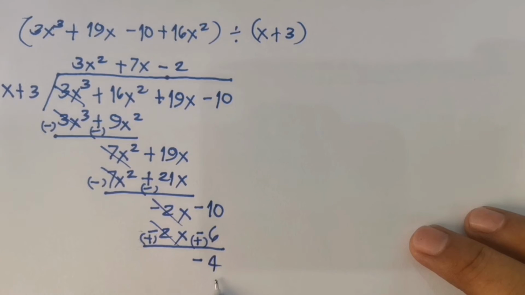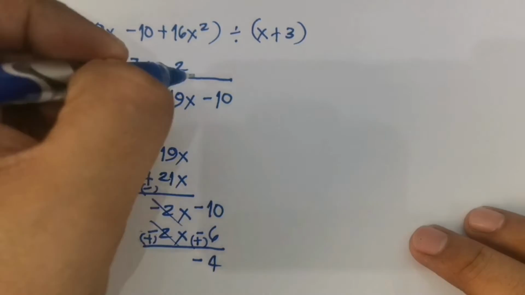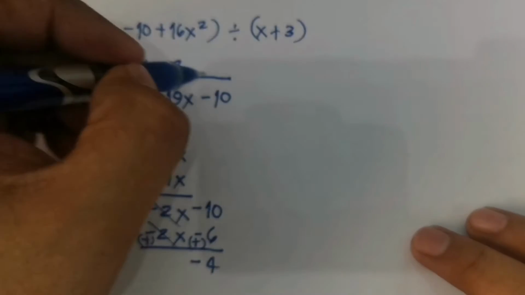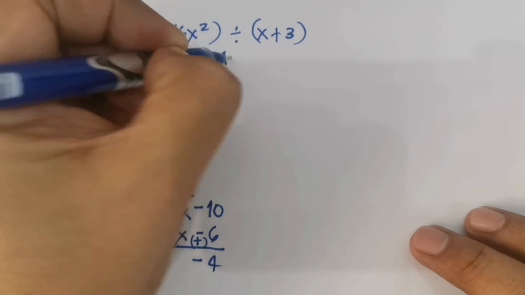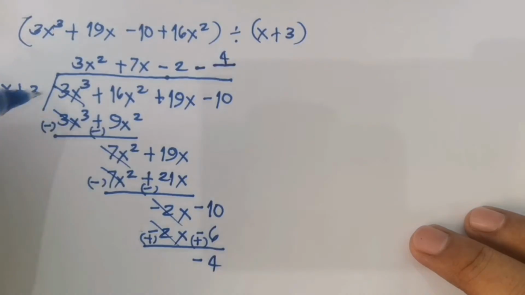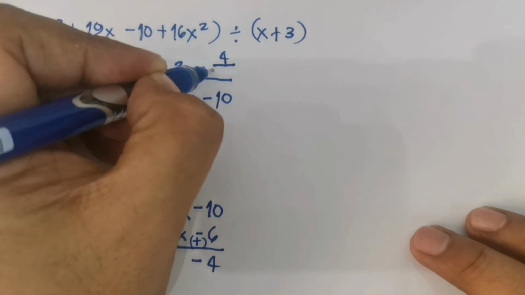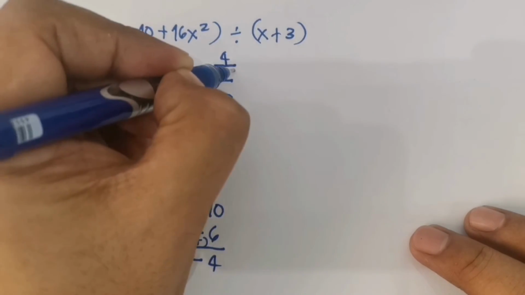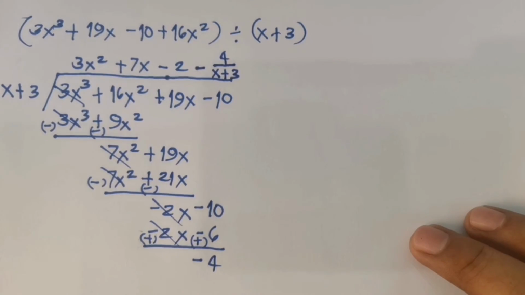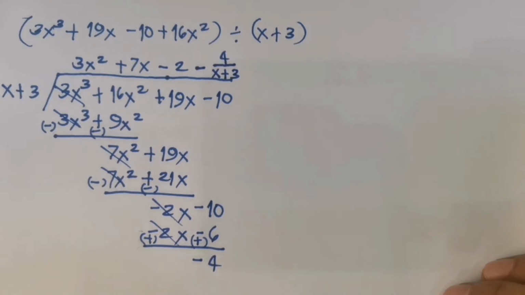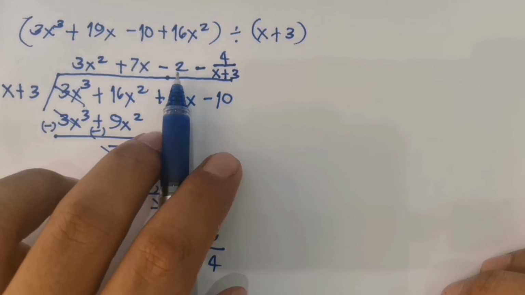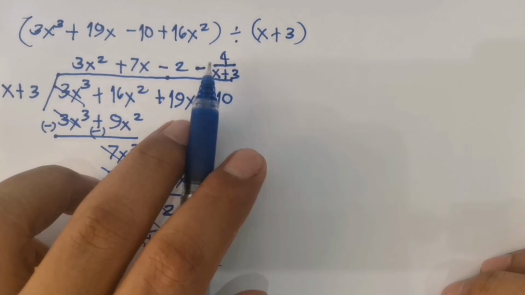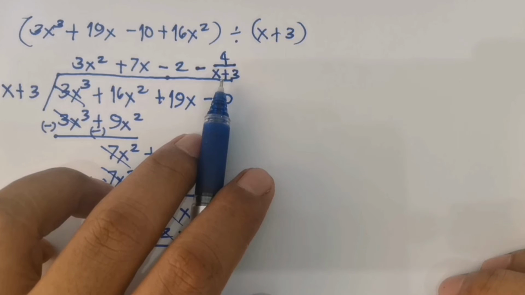So just like what we did at the first example, write the sign, that will be minus sign. Write 4 as the numerator, and the denominator will be the divisor, which is x plus 3. Okay, so that is the answer. This is the answer, 3x squared plus 7x minus 2 minus 4 over x plus 3.